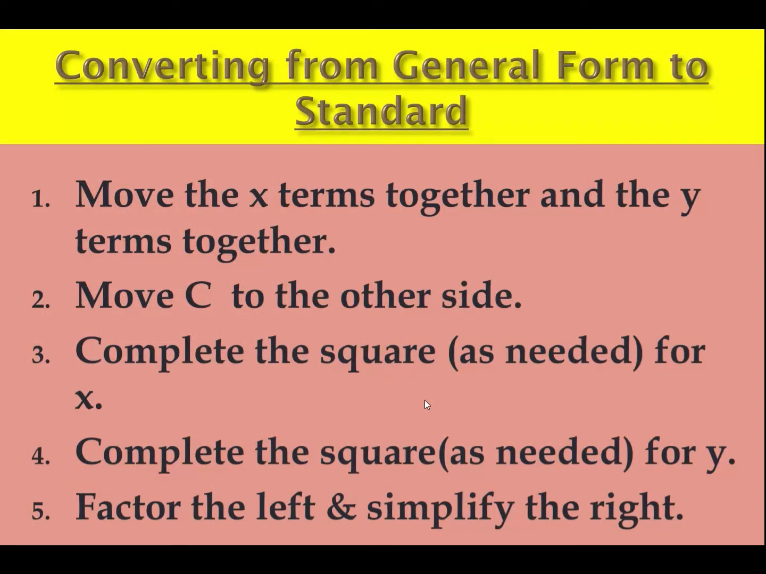Another form is called the general form. To change from general form to standard form, you need to do some steps. First, make x together and y together. Move c to the other side, which is the number that's alone. Complete the square as needed for x. Complete the square as needed for y, and then factor.